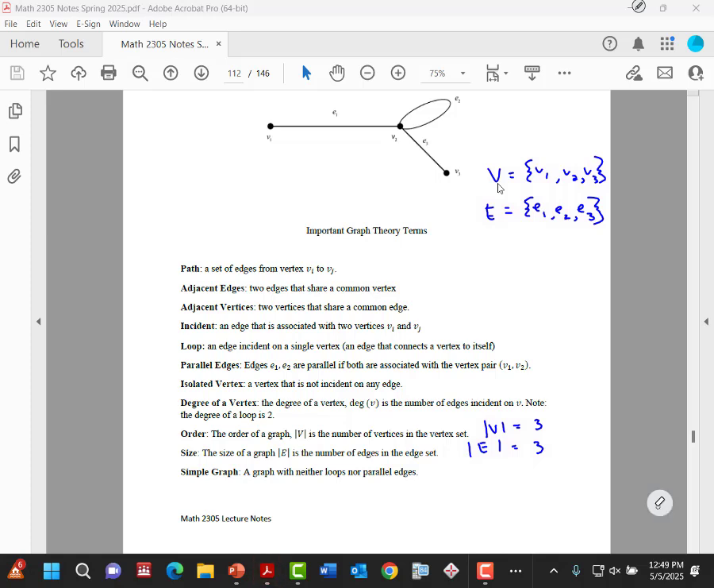Now, we say a graph is simple if the graph has no loops nor parallel edges. Now, it should be evident to the student that this graph that we are introducing right here is not a simple graph because of this loop E2, okay? If I were to remove this edge E2, then yes, I would have a simple graph. So, lots of terms and definitions.